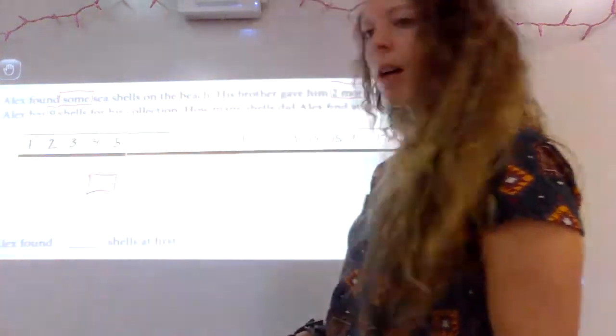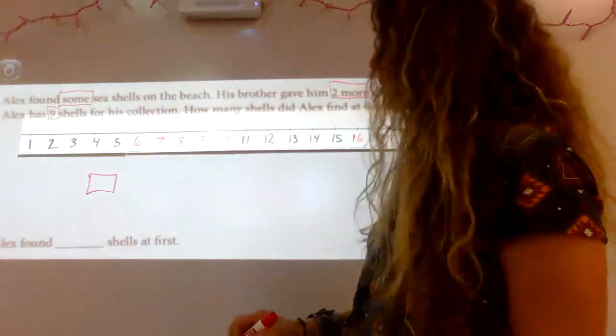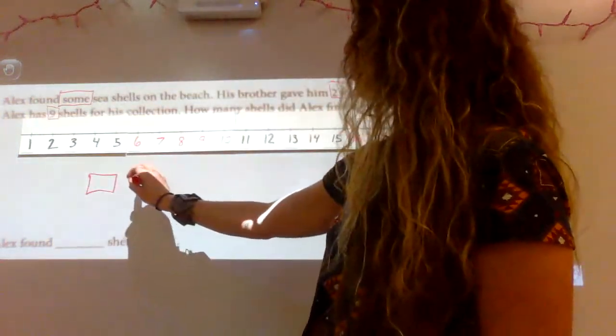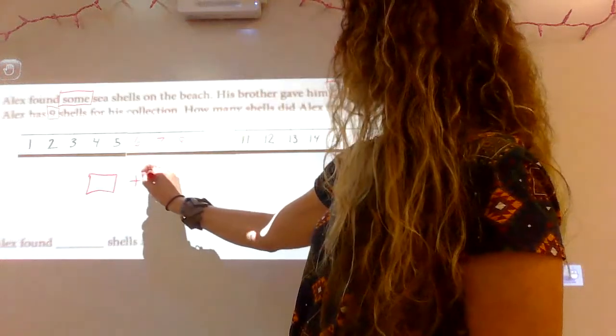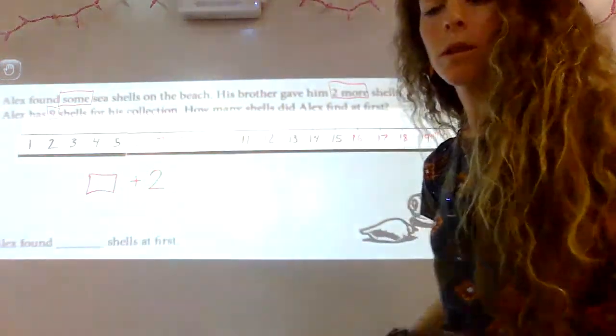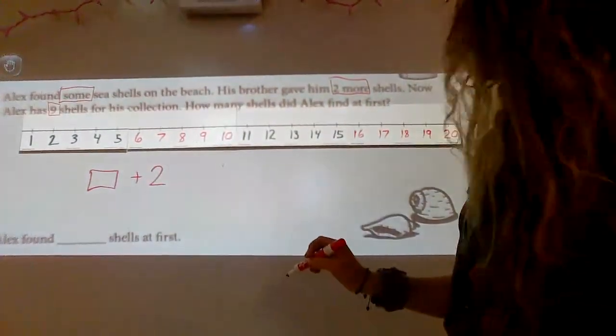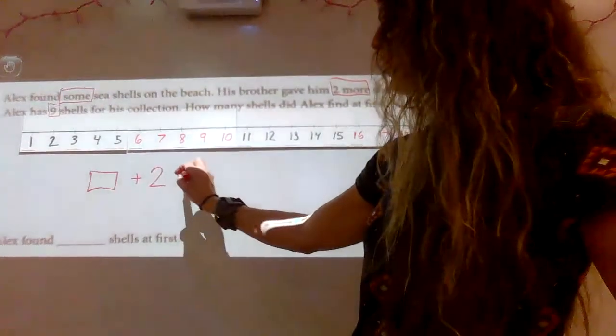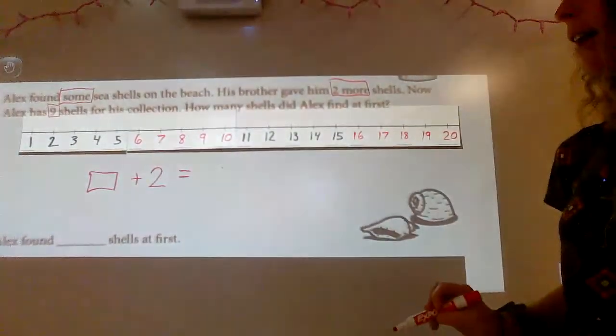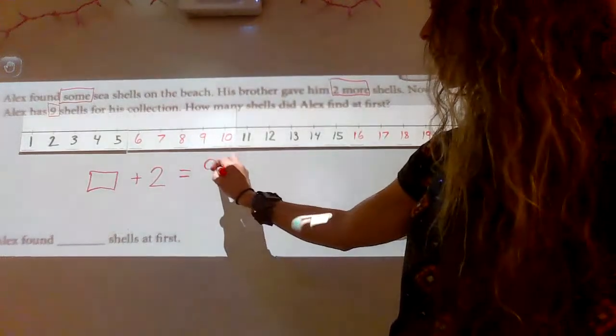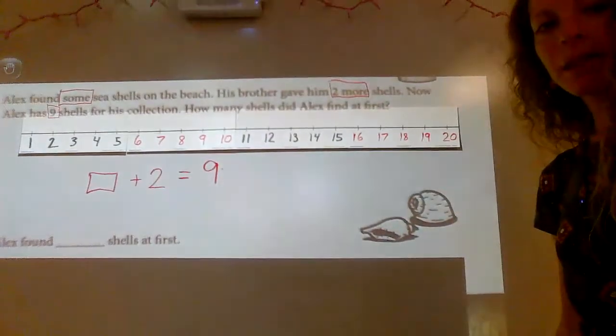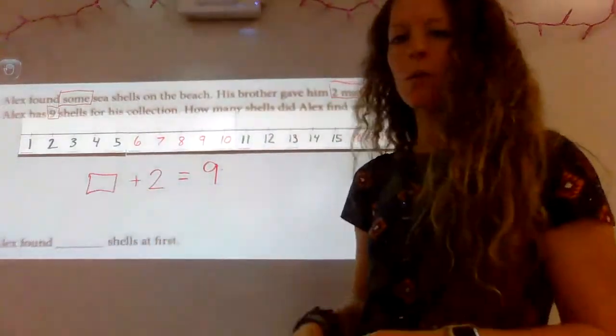Alex found some seashells. His brother gave him 2 more. More is a key word for adding. So we add 2. Now, that's a key word for the total. Now Alex has 9 in his collection. We have this as our unknown number.